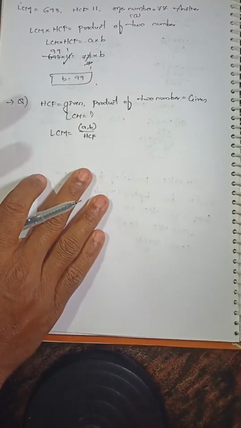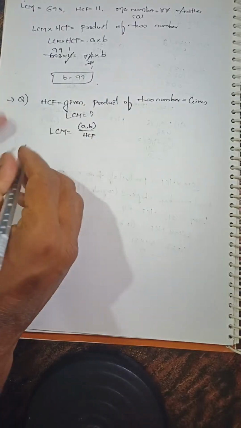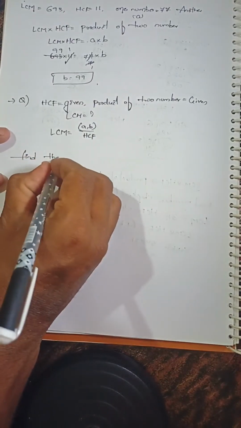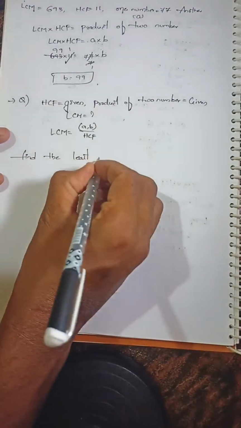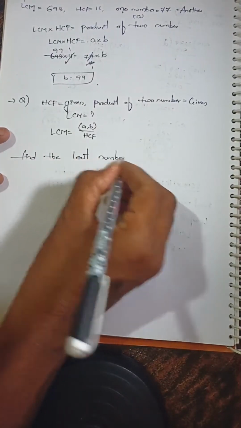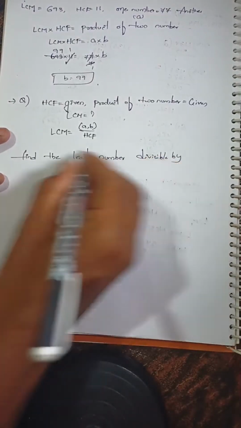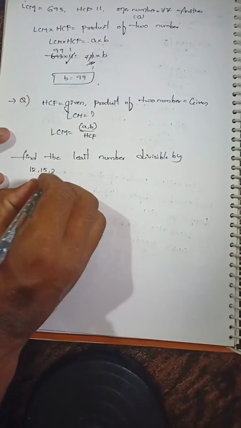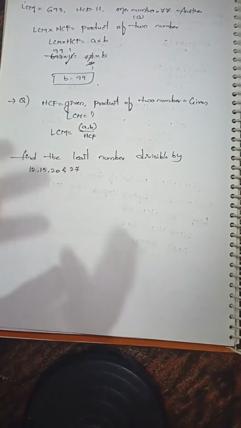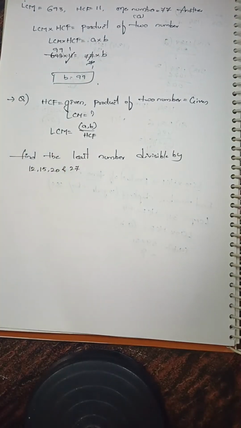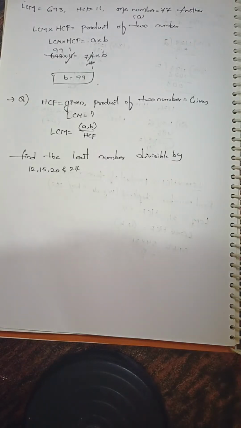Now see, which is very important, I am going to write one question. Sometimes they may ask to find the least number. This question also I will show you. Find the least number divisible by 12, 15, 20 and 27. What is the least number which is divisible by 12, 15, 20 and 27? If anyone knows the answer, please type it in the comment box. Let me see how many are going to get it.